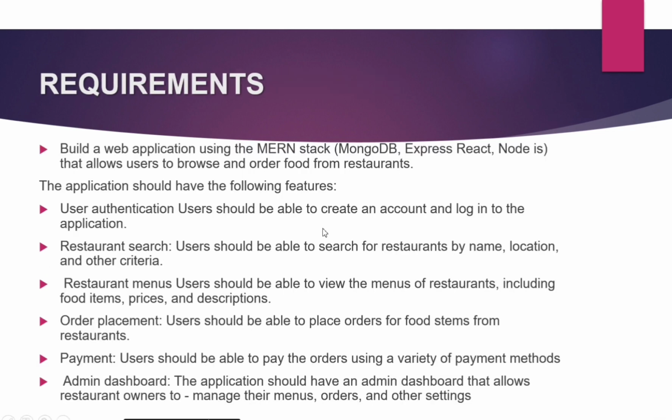And we build a web application using the MERN stack, which is MongoDB, Express, React, Node.js, that allows users to browse and order food from the restaurants. Which restaurant they like, they can order food from that restaurant. The application should have the following features, which is user authentication. User should be able to create an account and log into the application.